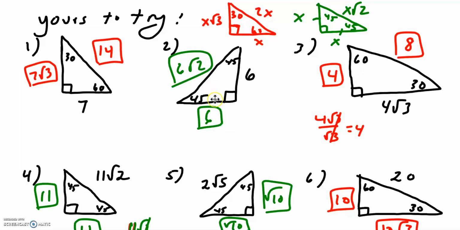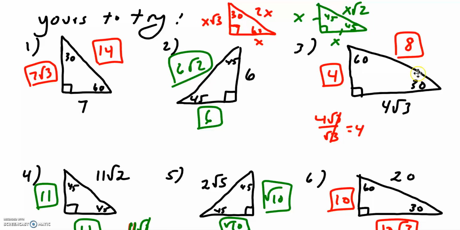Number 2, I was given a 45, 45, 90 triangle, which meant that my legs were the same, so this should have been 6, and this side would be root 2 larger than the legs, so 6 root 2. Again, if you got that one, good job. Pretty much if you got a lot of these, great job.